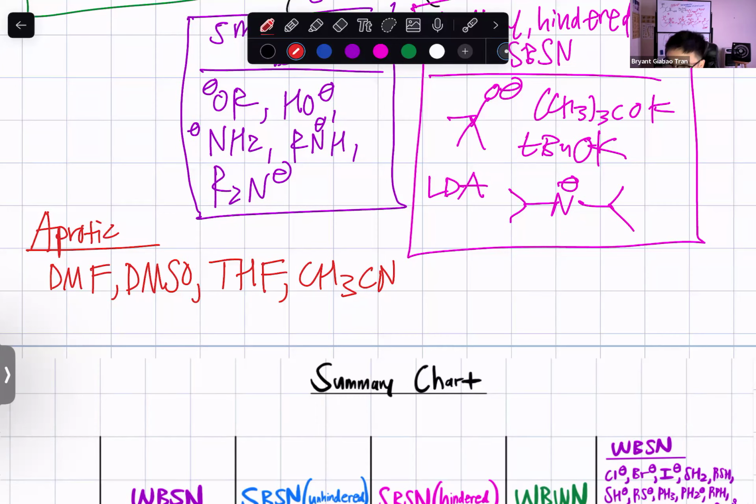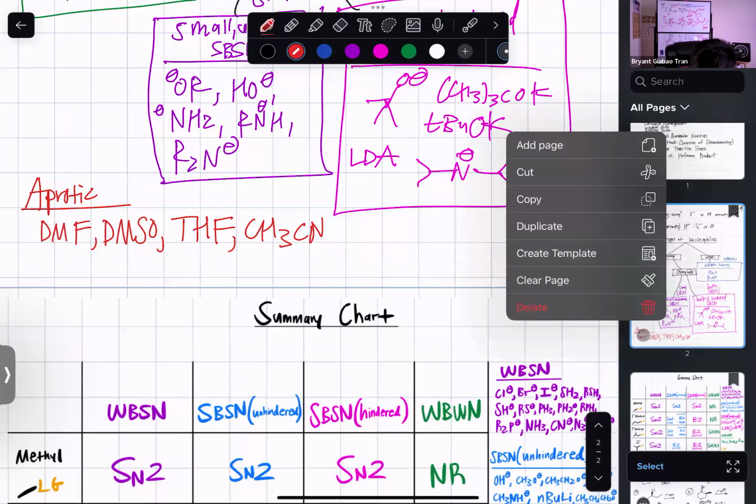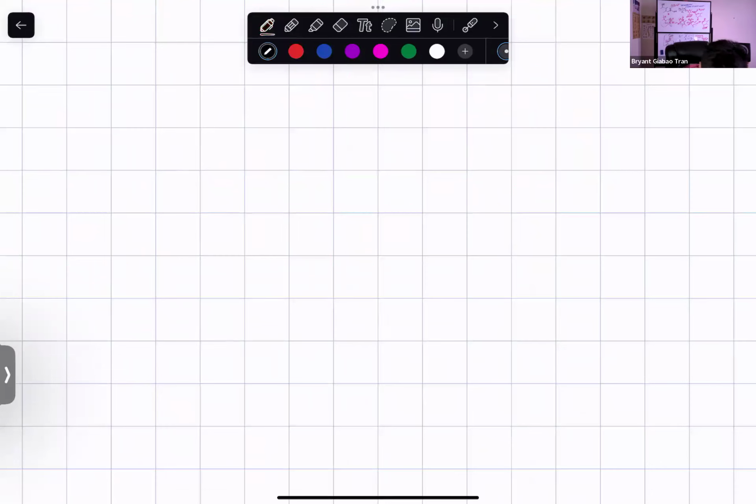Yeah. Assigning R and S on Fisher projections. So let's do that. Okay. So let's say we have, okay, let's do 2.